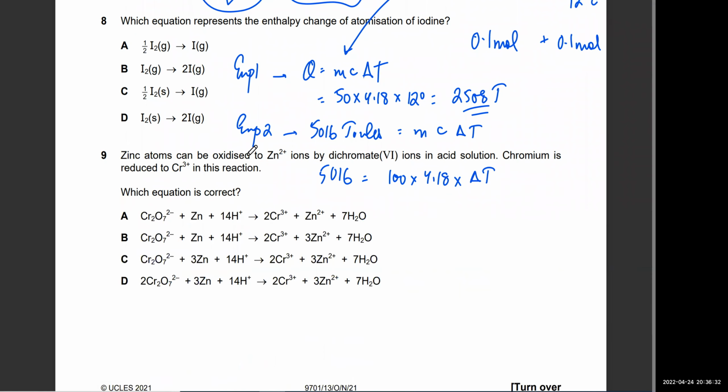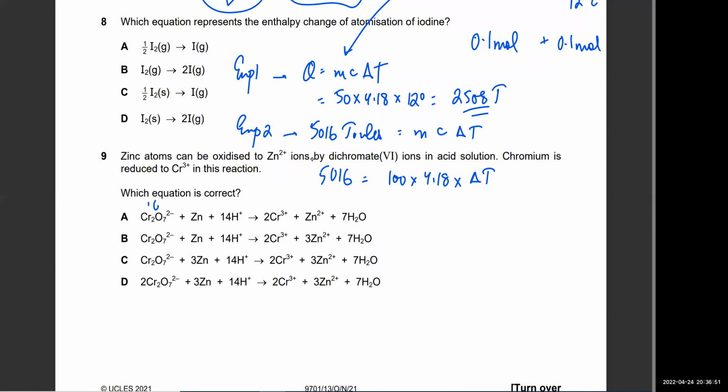Now, chromium is reduced to chromium 3+, which equation is correct? Zinc atoms can be oxidized to zinc 2+. All you need to do is balance the redox equation; the number of electrons gained and lost have to be equal. Chromium is +6 and becomes +3 over here. Zinc is 0 and becomes +2. So zinc loses 2 electrons, while chromium gains 3 electrons.